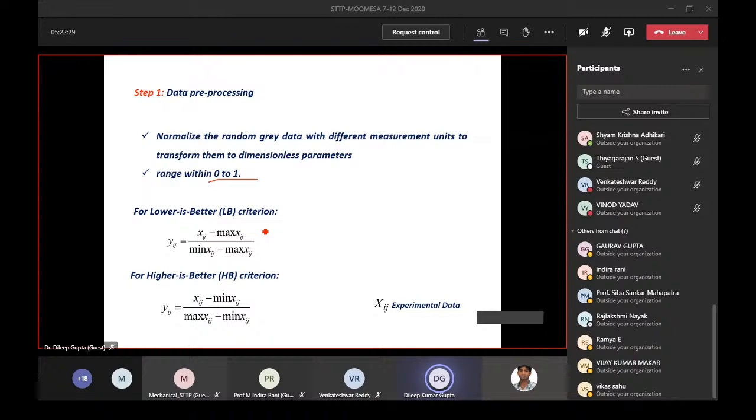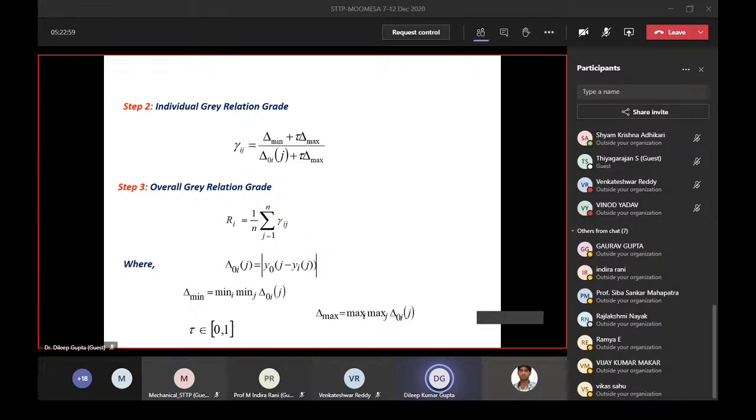There are two criteria as we have discussed, lower is better criteria and higher is better criteria. For lower is better, Yij can be calculated as maximum of Xij minus Xij, divided by maximum of Xij minus minimum of Xij. For higher is better criteria, you will find Xij minus X minimum divided by X maximum minus X minimum. So this is Yij for both cases, right? You can use the higher is better or lower is better criteria and find the data in terms of normalization.